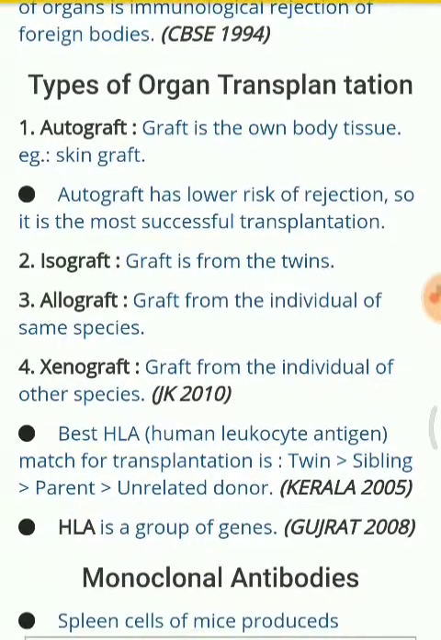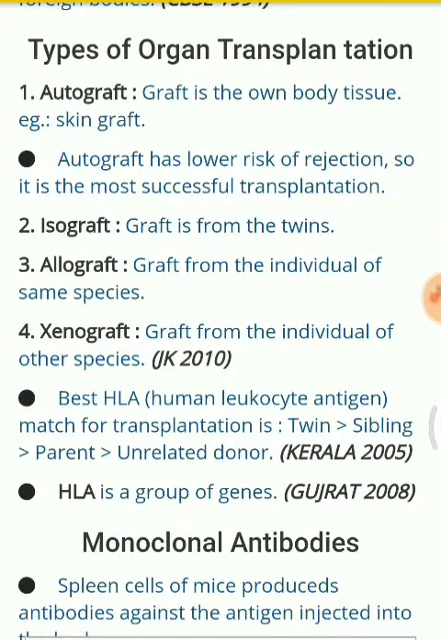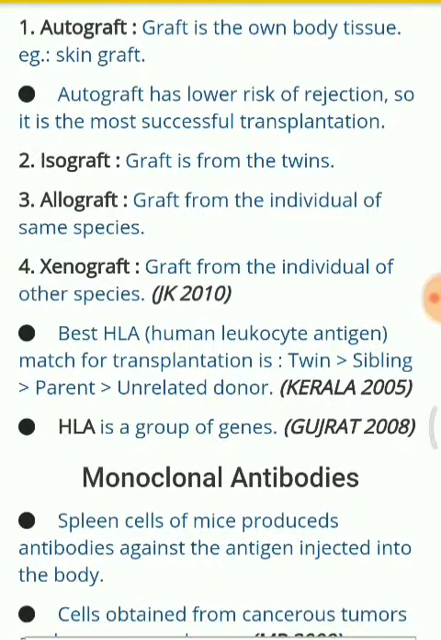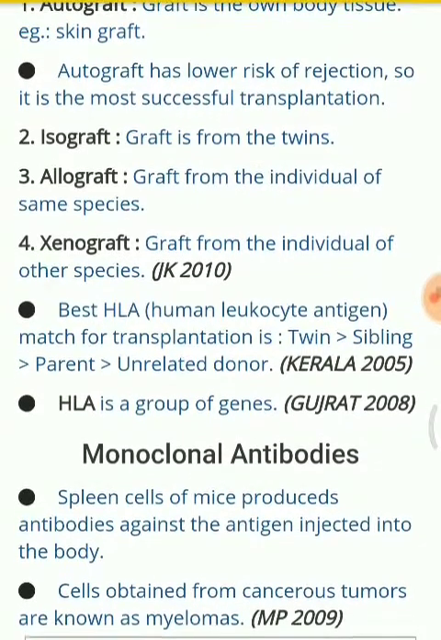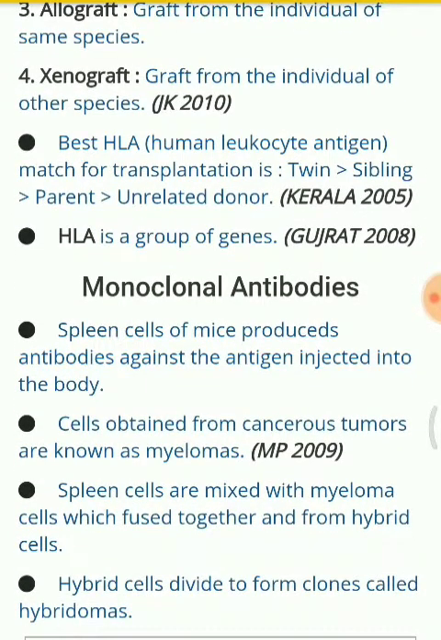Types of organ transplantation: autograft. The graft is the person's own body tissue. Example: skin graft. Autograft has a lower risk of rejection, so it is the most successful transplantation. Isograft: graft is from twins. Allograft: graft from an individual of the same species. Xenograft: graft from an individual of another species. The best HLA, human leukocyte antigen, match for transplantation is twin, greater than siblings, greater than parent, greater than unrelated donor. HLA is a group of genes.